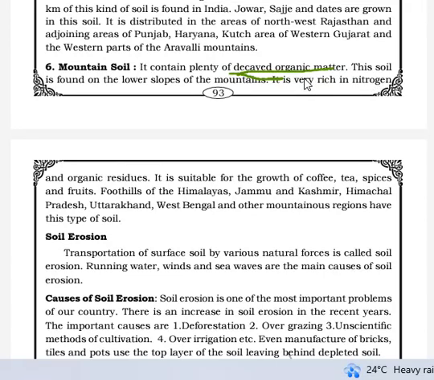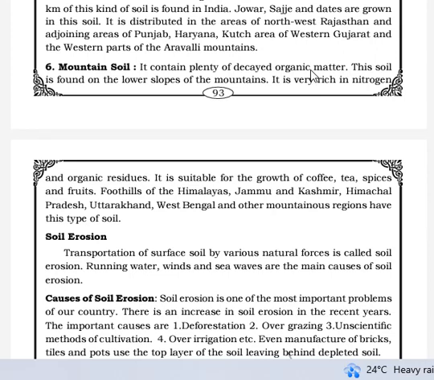So in mountain soil we can see a lot of decayed plant organic matter. This soil is found on the lower slopes of the mountains. So if you look at the mountain areas, in the lower slopes you can get the mountain soil, and it is very rich in nitrogen and organic residue, since it is mainly made of decayed organic matter, decayed plant and animal.